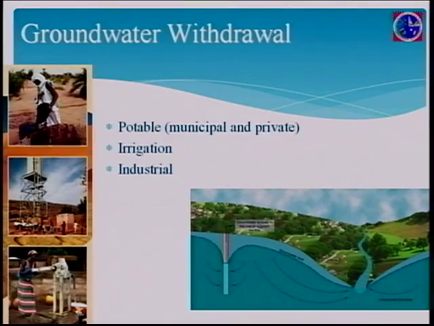Why is groundwater pumped? We have private and municipal well supplies, irrigation, and industrial use. You can see here where water is being pumped, and yet water still continues on down to the river system. We can sustain ourselves even next to river systems if we do it properly.